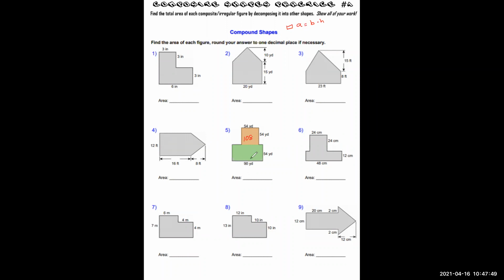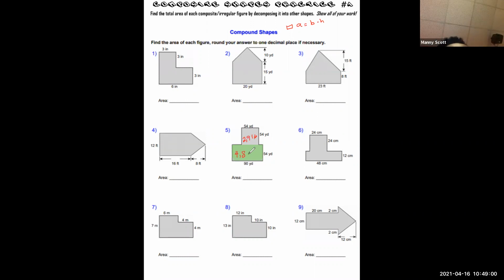So 54 times 54 is 108. Oops, I did something wrong. Sorry, guys. Hold on, let me go back. Let me erase something here. I was adding my 54 plus 54, guys. I was not paying attention. All right, so our 54 times 54, sorry about that, is 2,916. Sorry about that, guys.